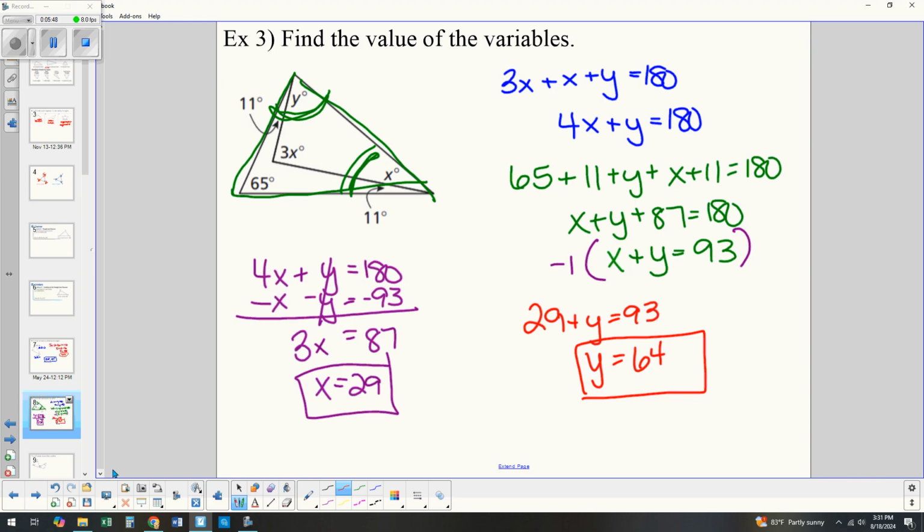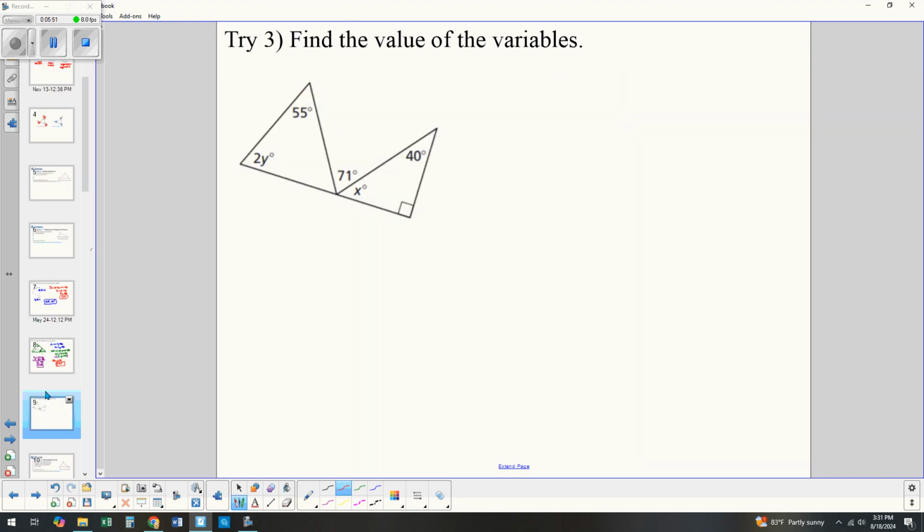All right, and that's that problem. So you can go ahead and try this one if you'd like. Pause. The answer is posted online.